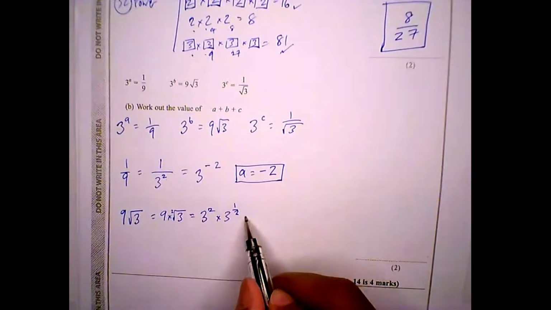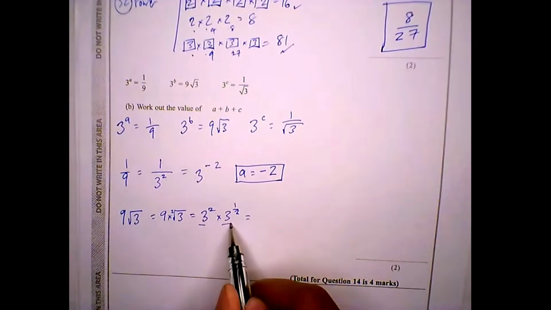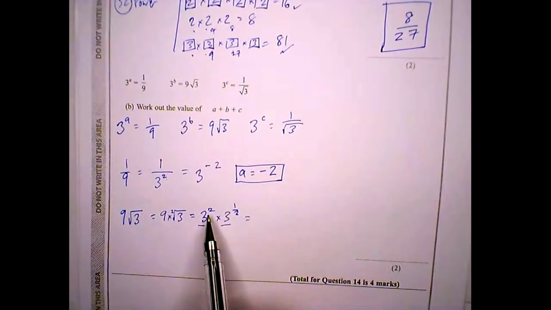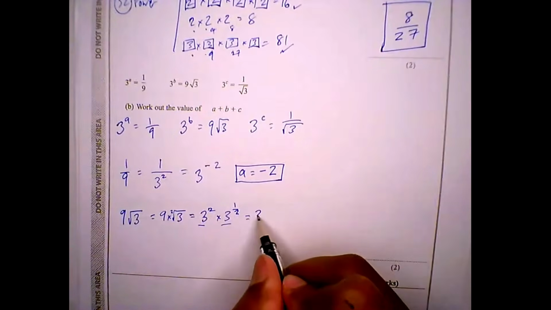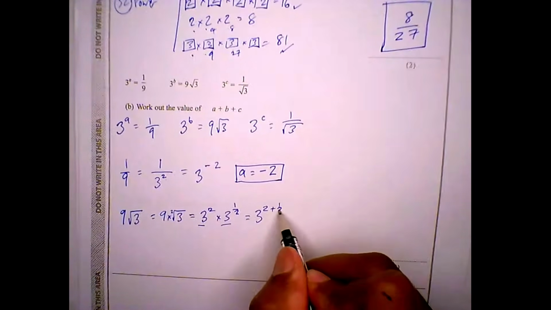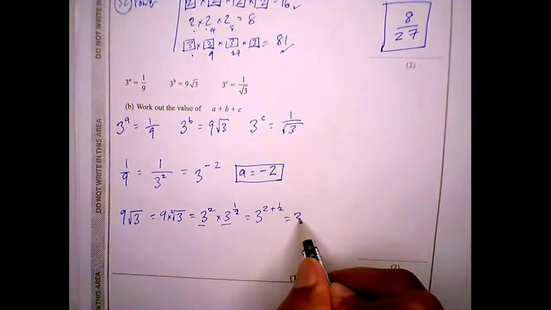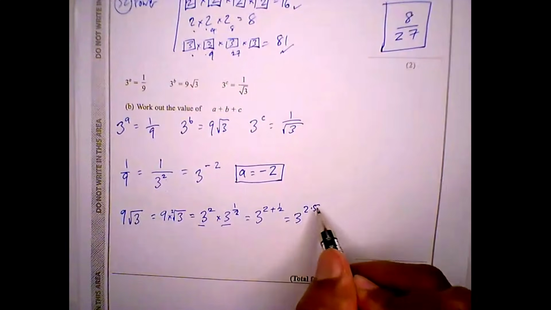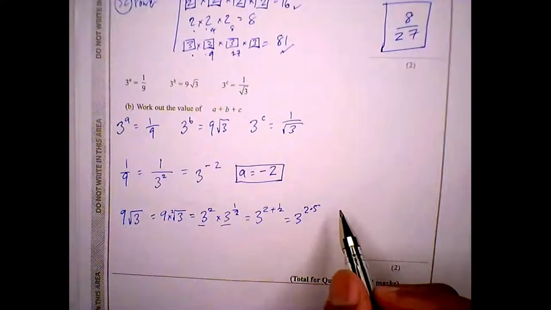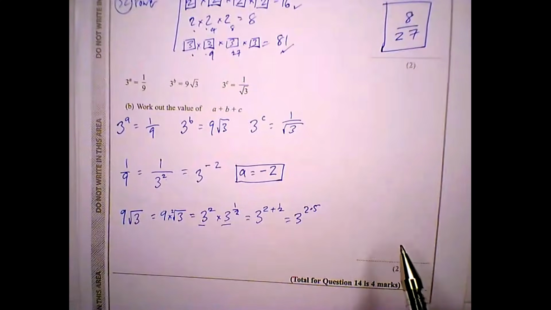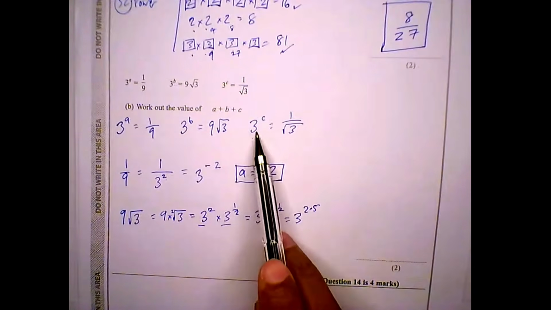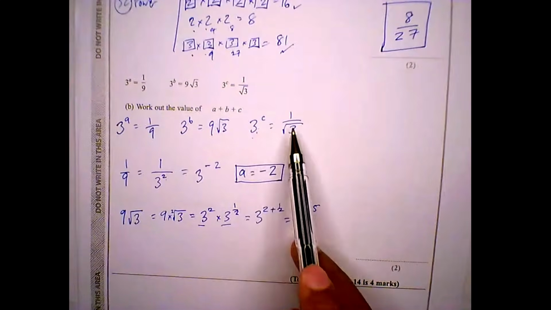Okay, so you've got that. Now, if you have the same base, and you're multiplying, you add the power. So 2 plus half is 2.5. So I'll use that as a decimal for now, 2.5. I might have to go back to a fraction, but I'll keep it as a decimal for now. Now I can go to 3 to the power c, so that's 1 over root 3.